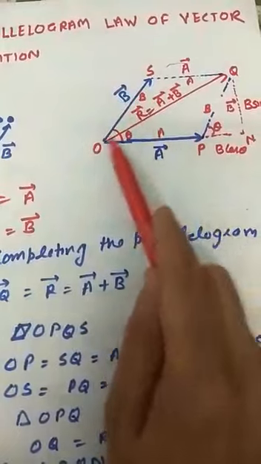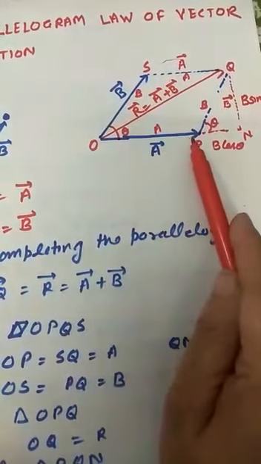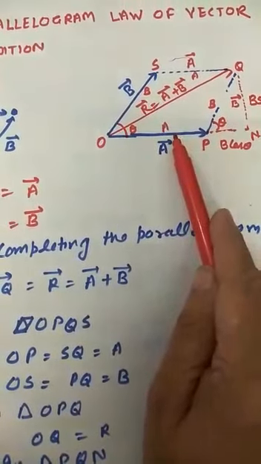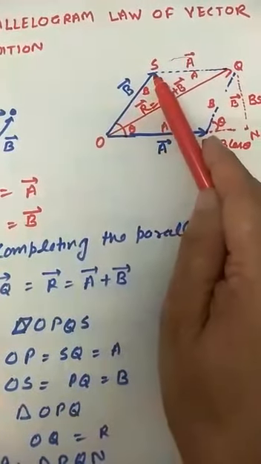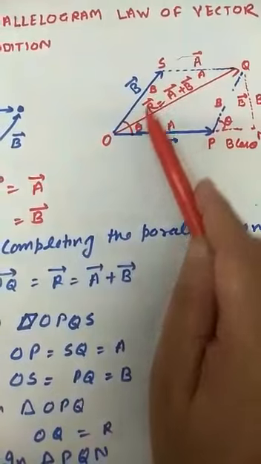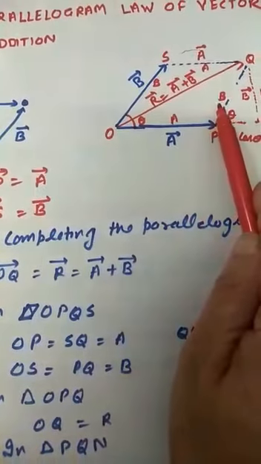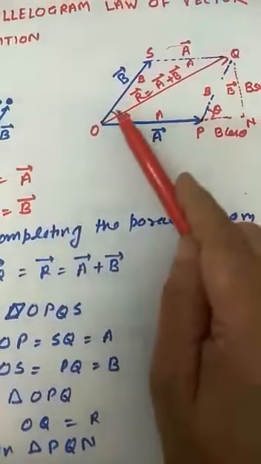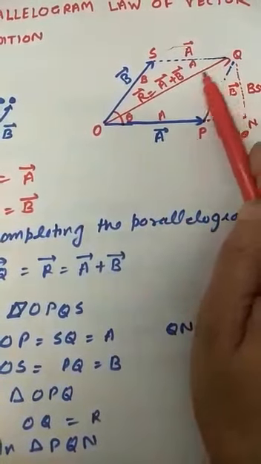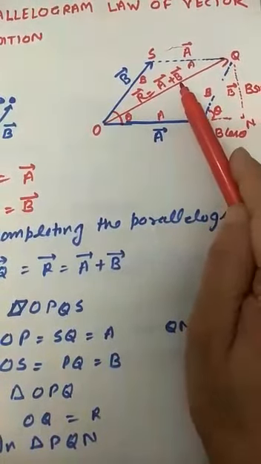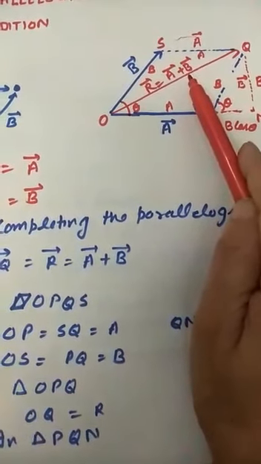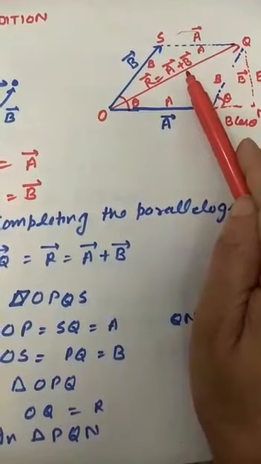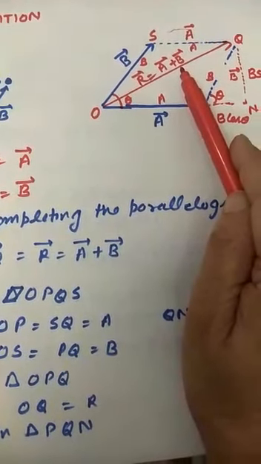So this is the diagram. OP is the magnitude of vector A. OS is the magnitude of vector B. In the parallelogram the opposite sides are equal, so this is also B and this is also A. And this is the resultant, equal to vector A plus vector B. We have to find its magnitude, the formula for its magnitude, which we can put in to get the numerical answer.